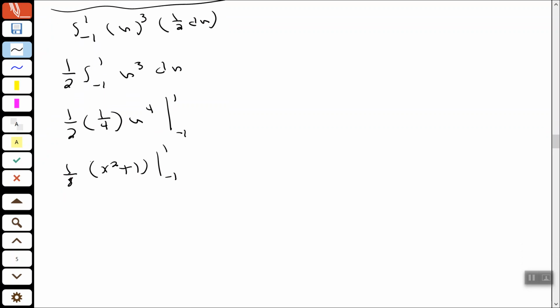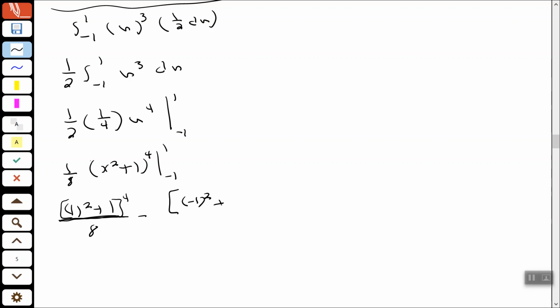All right, and then from here is substitution. Remember, it's the upper bound minus the lower bound. So we have 1 squared plus 1, to the 4th power, divided by 8, which is the same thing as multiplying by 1/8, minus -1 squared plus 1 raised to the 4th power divided by 8.